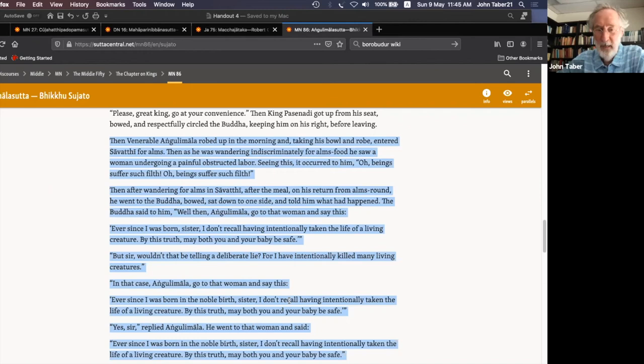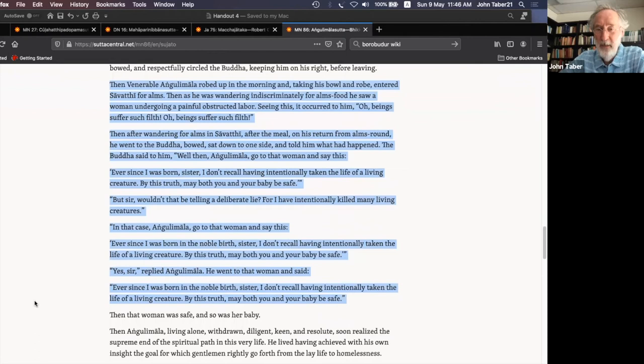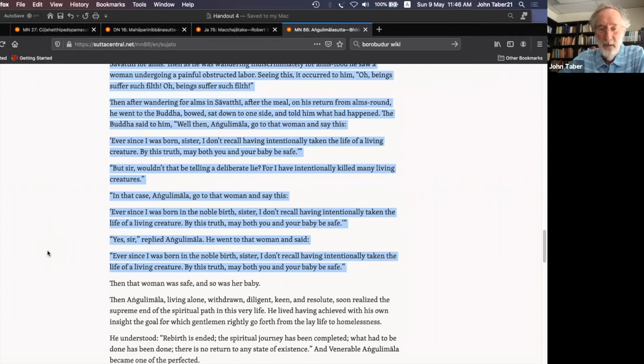After wandering for alms at Savatthi, after the meal, on his return from the alms round, he went to the Buddha, bowed, sat down to one side, and told him what had happened. The Buddha said to him, "Well then, Angulimala, go to that woman and say this: 'Ever since I was born, sister, I don't recall having intentionally taken the life of a living creature. By this truth, may both you and your baby be safe.'" Angulimala says, "But sir, wouldn't that be telling a deliberate lie? For I have intentionally killed many, many living creatures."